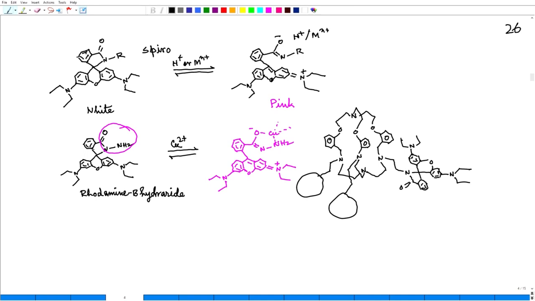So when we take this, it is a very pale color, because it has some yellowish color, and fluorescence is off.